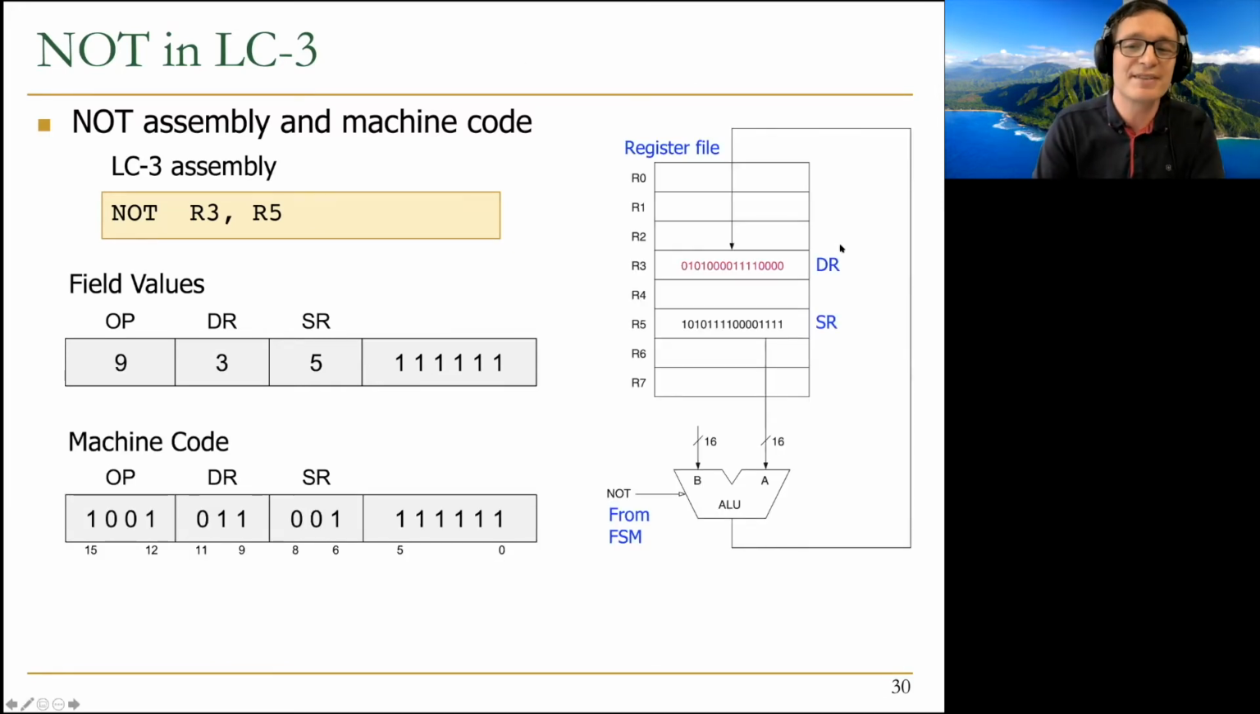So you need to have the data path to enable not. Basically, not is enabled. The ALU control bits need to specify a not from the decode finite state machine, if you remember the control signals. And then the ALU needs to do that operation. It's a unary operation, so it has only one input, which is a source register. And then it basically inverts the source register and puts the result into the destination register.